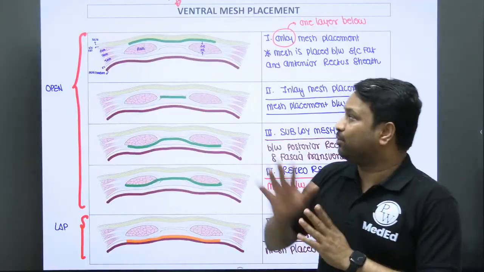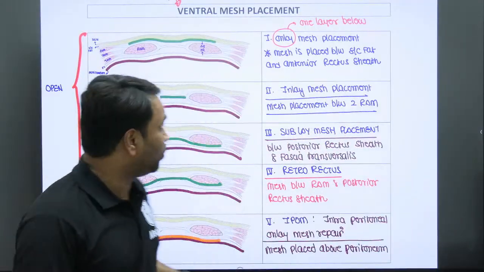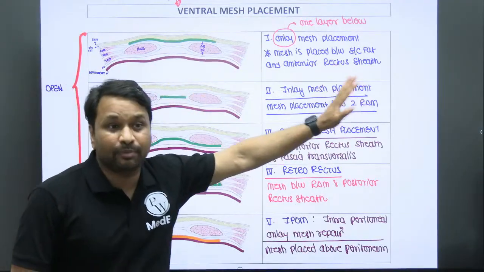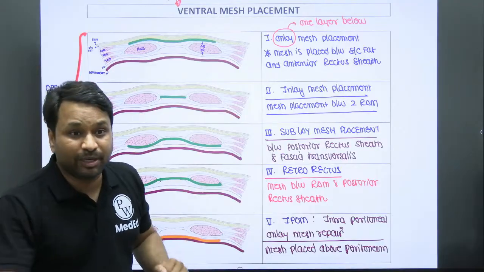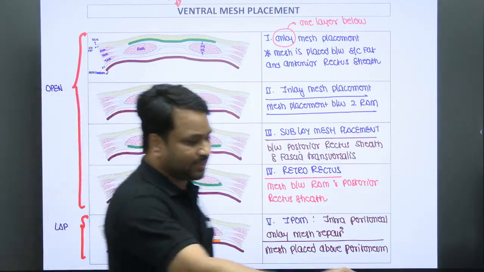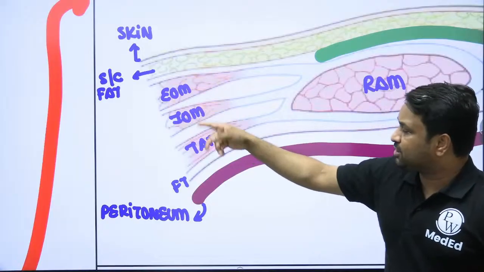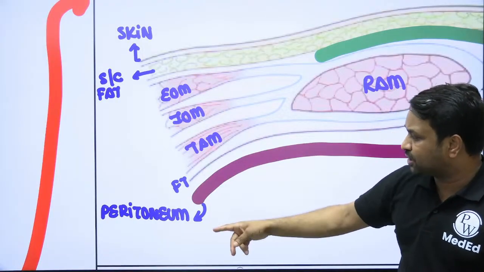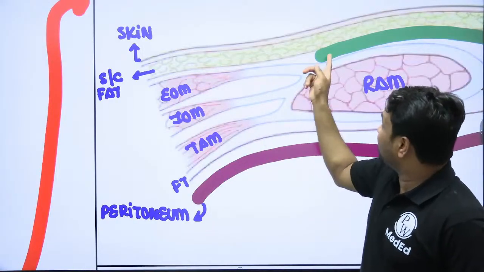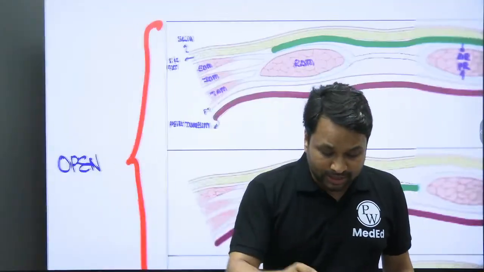This is an exam question which was asked recently also. What is an onlay repair? Onlay ka matlab hota one layer below. So here when you look at the layers that we have described, this is how we describe it: the outermost skin, then the subcutaneous fat, external oblique muscle, internal oblique, transverse abdominis, fascia transversalis and peritoneum. If you put it under the subcutaneous fat, it is called onlay.